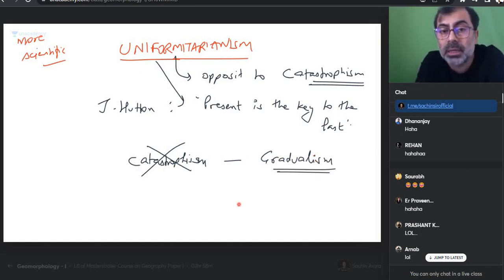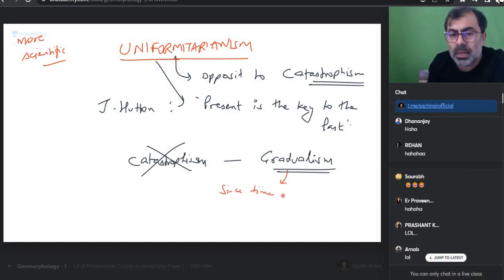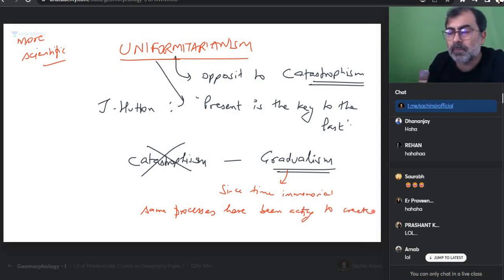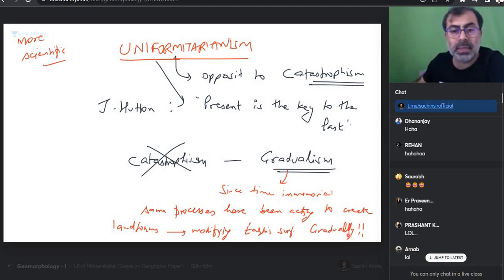You might be worried, what is this, new words have come. He is only saying that since time immemorial, the same processes have been acting to create landforms, modifying Earth's surface gradually. How are they modifying? Not sudden, no catastrophism. How is it getting modified? Gradually. Do you understand gradualism, everyone? Are you with me? Did gradualism make sense?